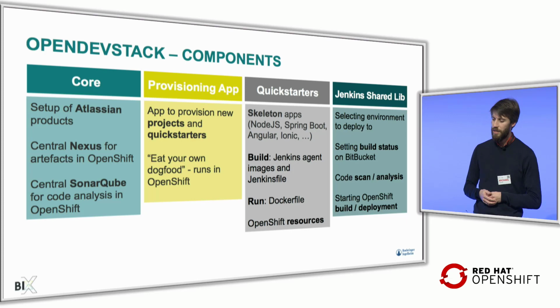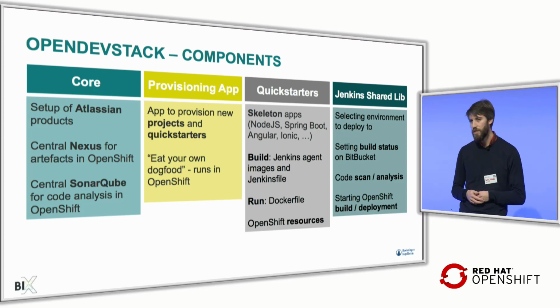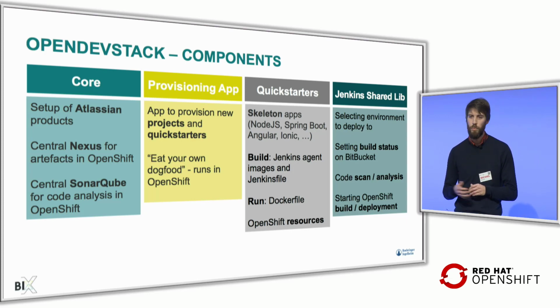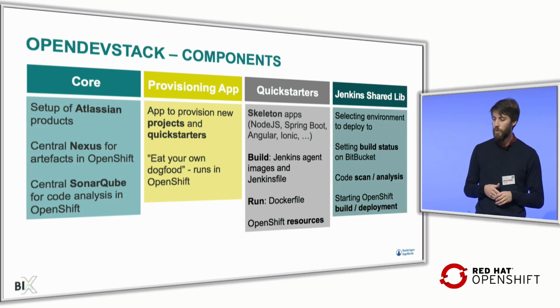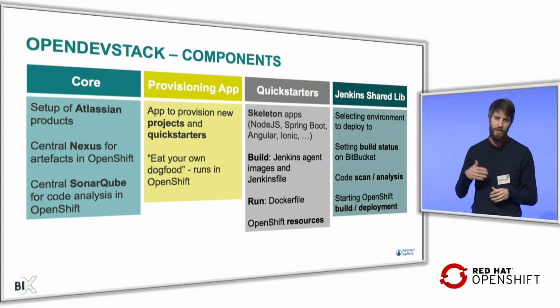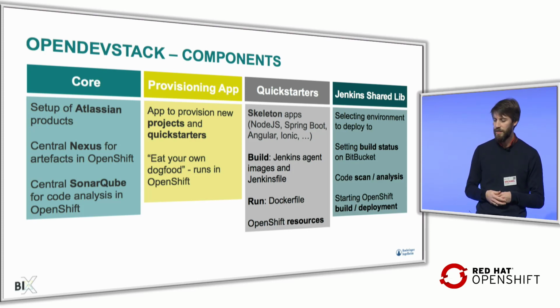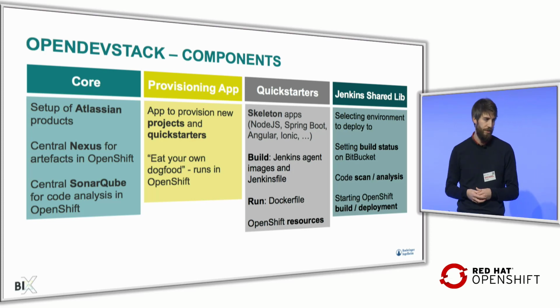And finally, there is the Jenkins shared library. Jenkins allows you to import a shared library into your pipeline, and that allows you to abstract generic tasks you need to do in your pipeline. For example, the shared library checks out code and selects which environment to deploy to. It also does a bit of integration, for example, it communicates build status with Bitbucket. It does a code scan before deploying, and it also starts the OpenShift build and the deployment.